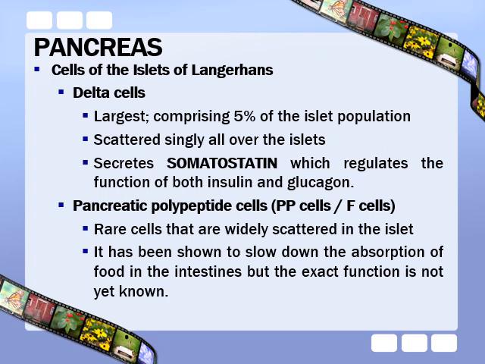So we also have delta cells. Anong sinisekret niya? Somatostatin. Somatostatin, it regulates the function of both insulin and glucagon. Lastly, we have the pancreatic polypeptide cells, or the PP cells, or the F cells. They are rare cells that are widely scattered in the islet. So, anong function niya? It has been shown to slow down the absorption of food in the intestine, but yung mismong exact function niya is not yet known.